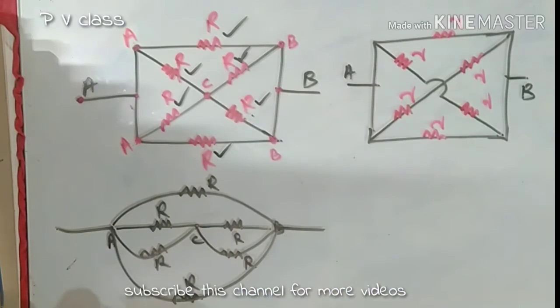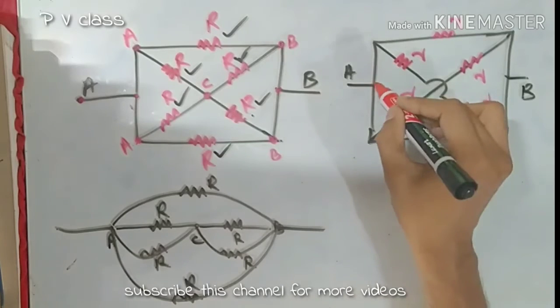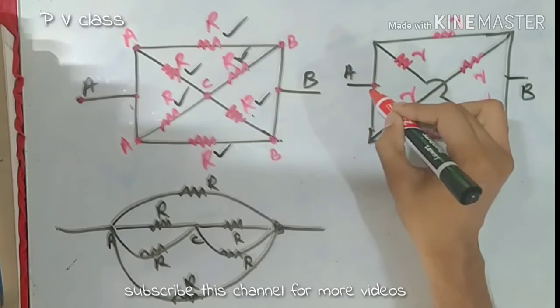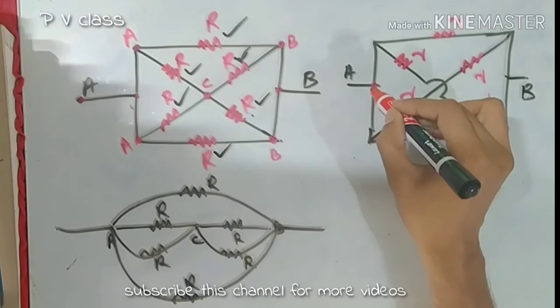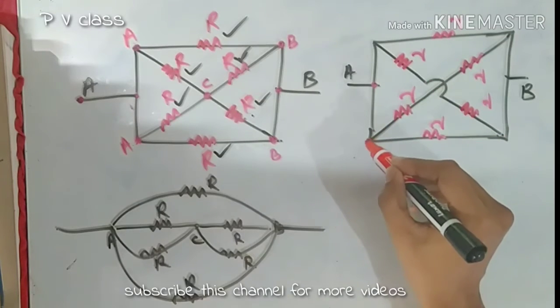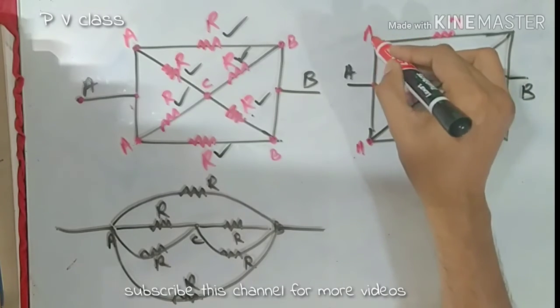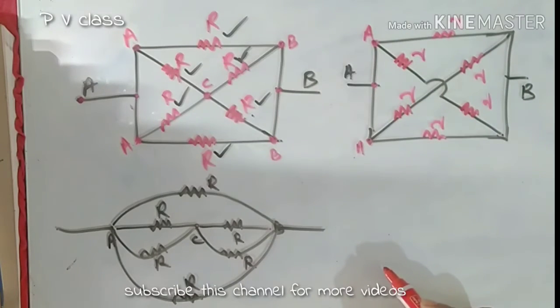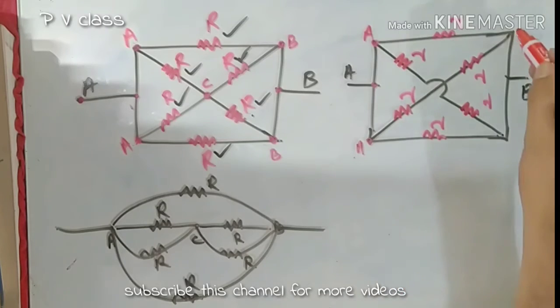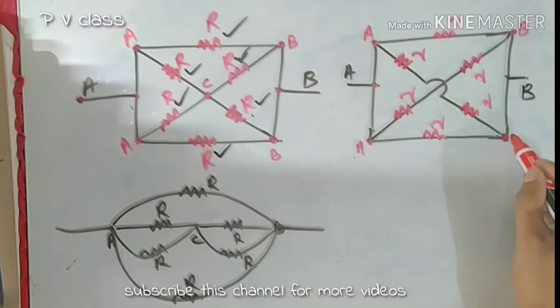And in this diagram, if this point is A, this point will be also A. As a result, this point is A and this point is also A. Okay, then in this case, if this point is B, this point is B and this point is also B.